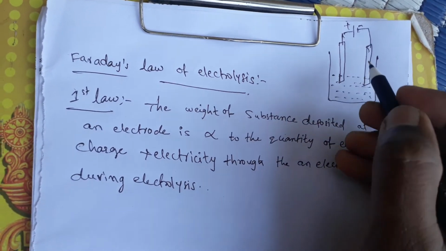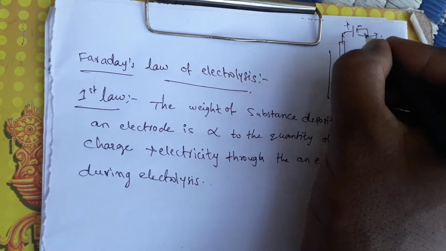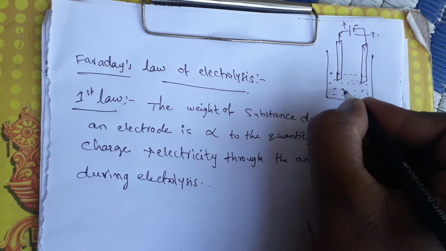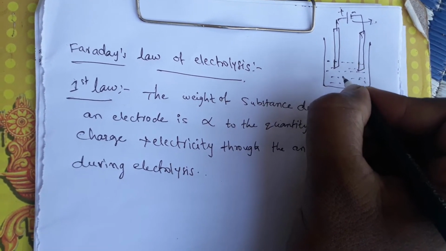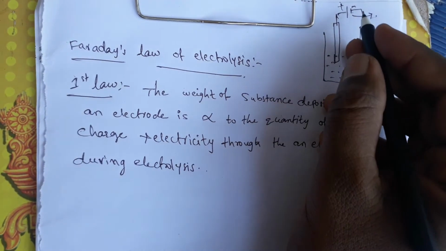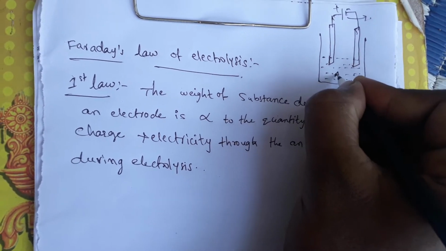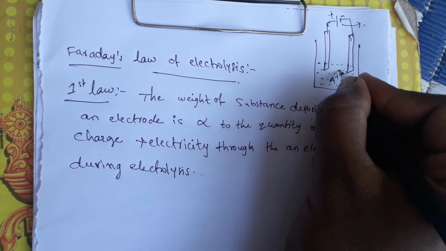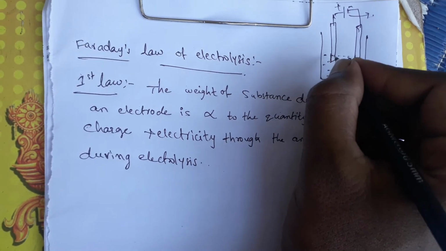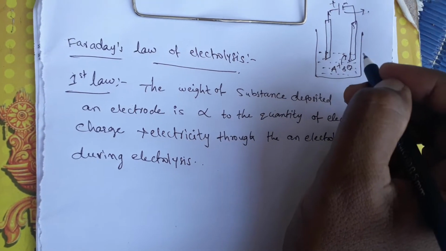Here, the more current you give to the system, the more the weight of the deposited ions increases. That means if you increase the passage of current, the deposition of A plus and B minus, that is, of the cation or anion, will increase at the electrode. That is the meaning of Faraday's first law.